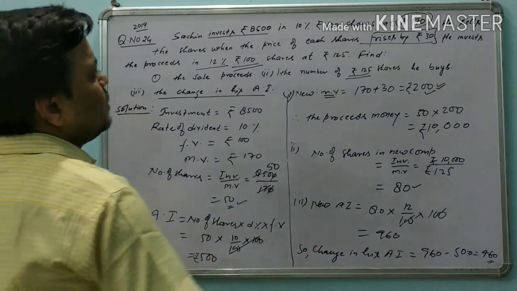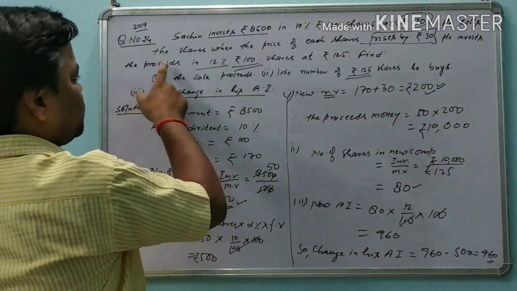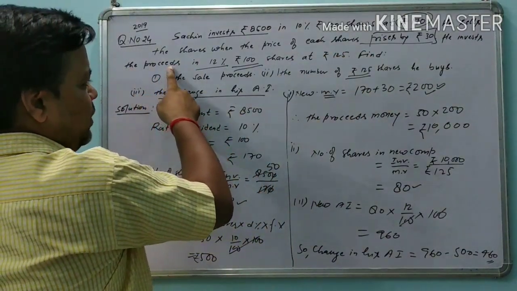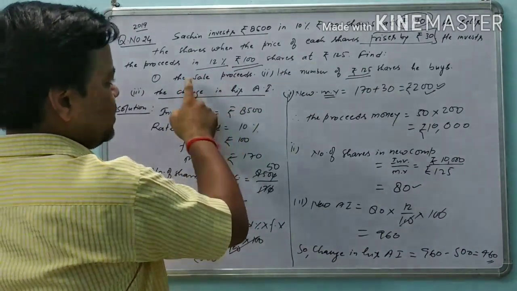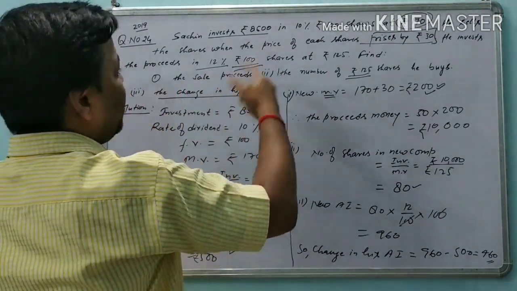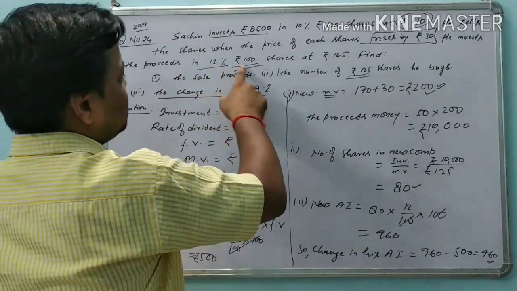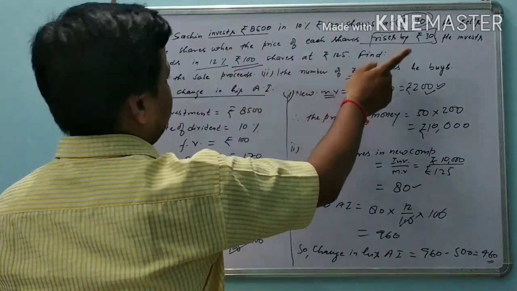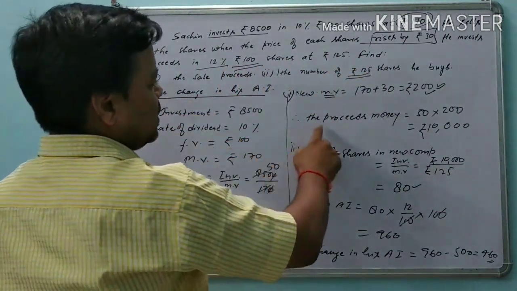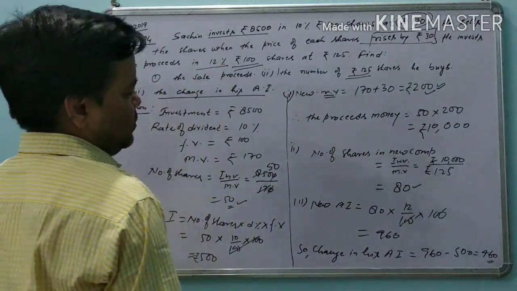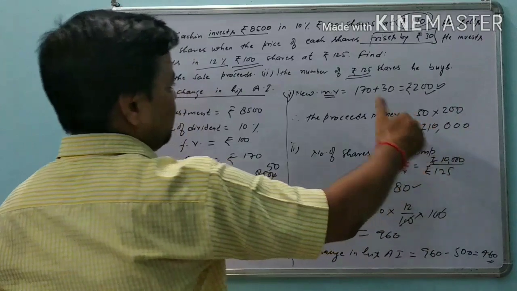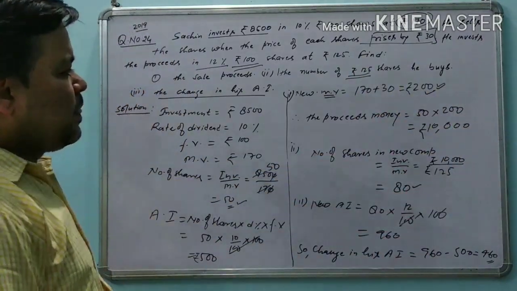Now the question is he invests the proceeds. Therefore we have to find the proceeds money. The sale proceeds means proceeds money. Okay, when 12% 100 share at 125, find the sale proceeds, that is 50 into 200, that will be 10,000. Means this much money he will invest in the other company.